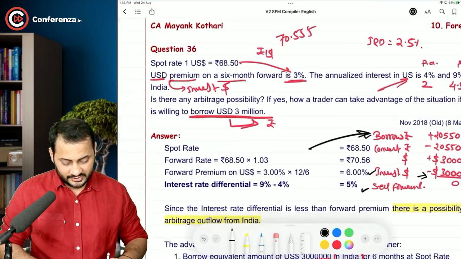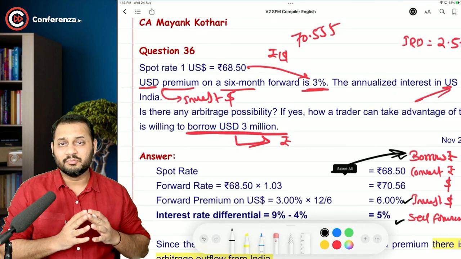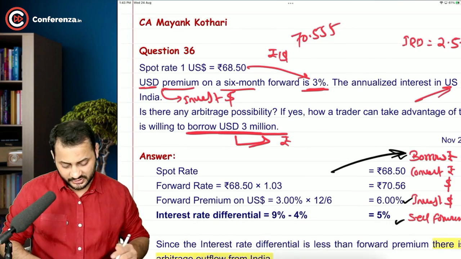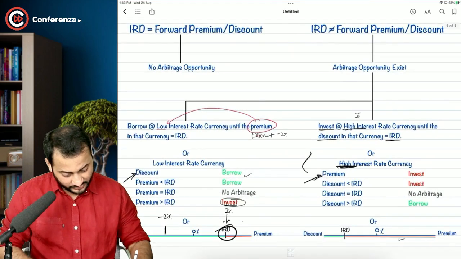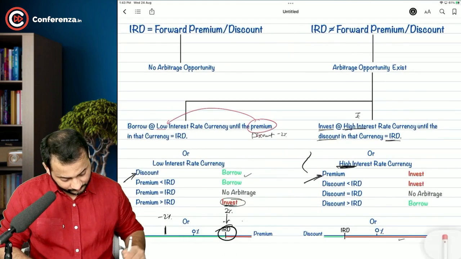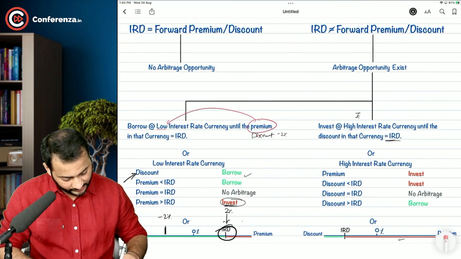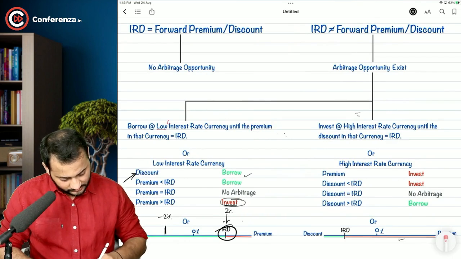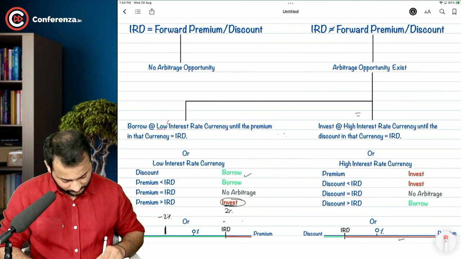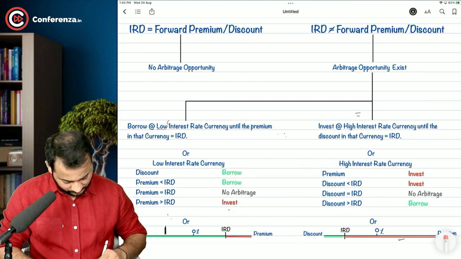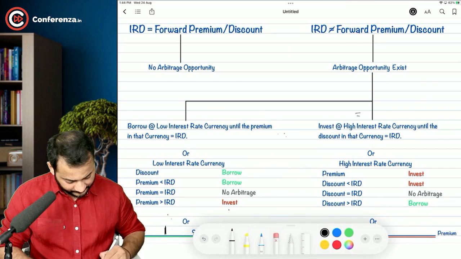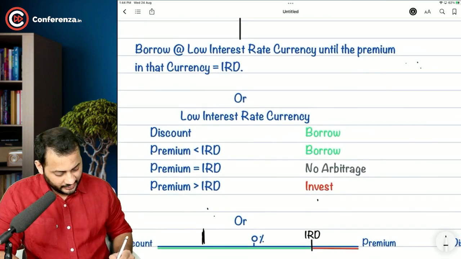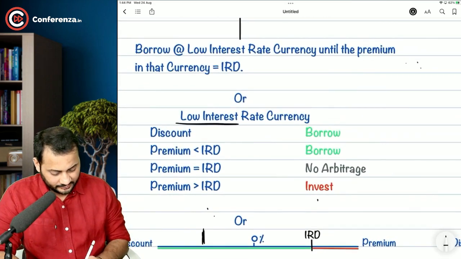And this is a classic example of when the premium is more than interest rate differential. I will just show you in that chart exactly where we are standing so that you will have an idea. I will remove everything like this. So we were talking about the low interest rate currency, right? And see, I will tell you. The interest rate differential, low interest rate currency means dollar.